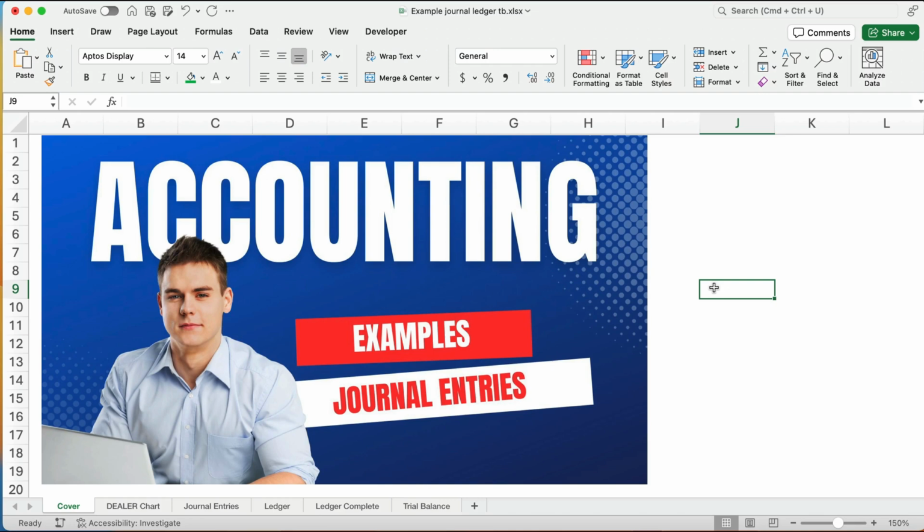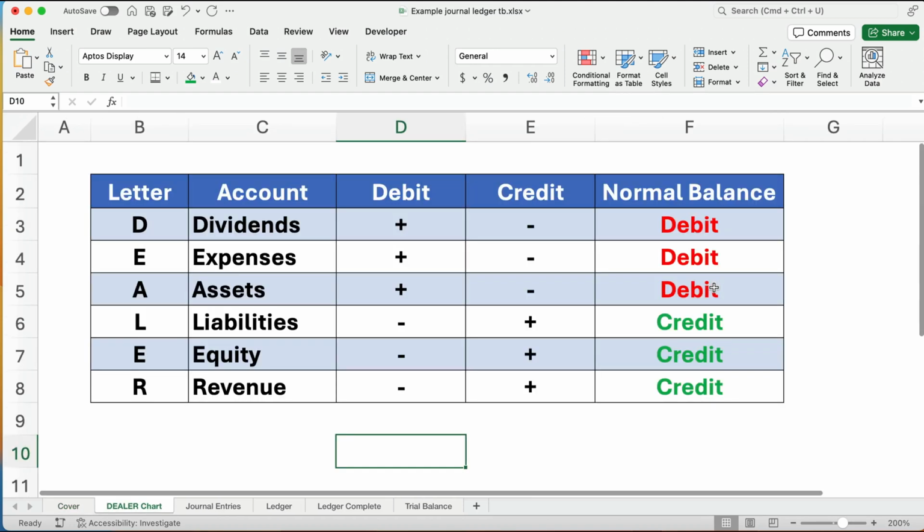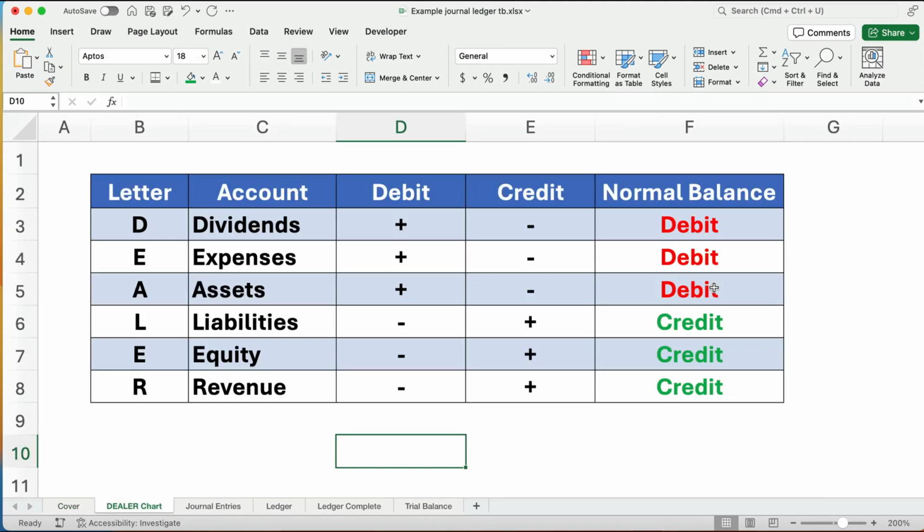I've got about 15 journal entries that I want you to see so you understand how to make journal entries when you're working with accounting. Now remember, we use the dealer rules. So these are the rules to know what to debit and what to credit.